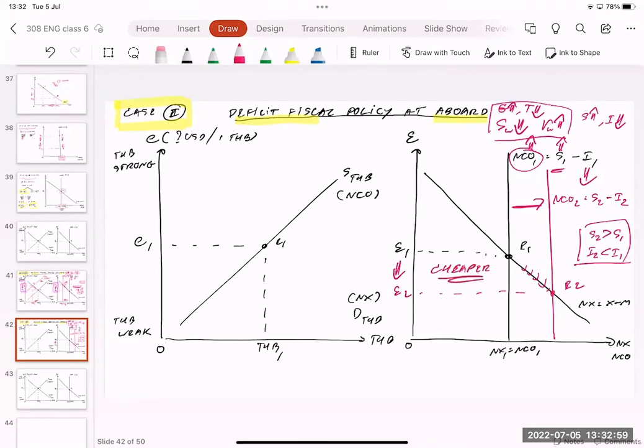When everything in our country becomes cheaper, we can export more. We're going to import less. NX becomes increasing. So that's why NX and NCO increase together to the right.